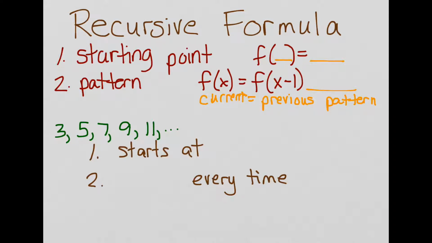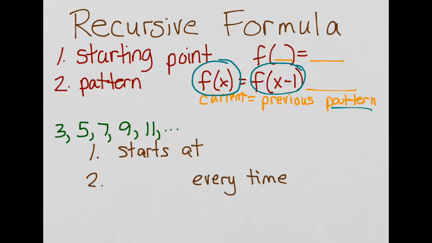Okay, and then we have to have a pattern. We're going to talk about function notation later in the year, but for now, this f of x is saying to find the current term or the next term. You're going to take the previous term, that's this one, and do something to it. That was the pattern. So let's just review by writing a recursive formula for this sequence right here.